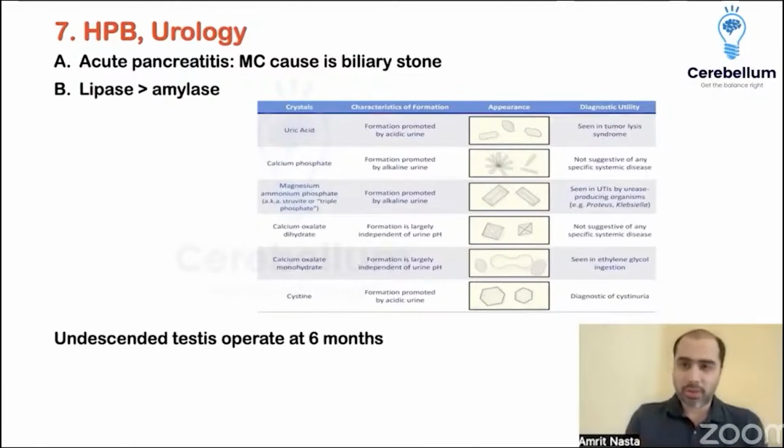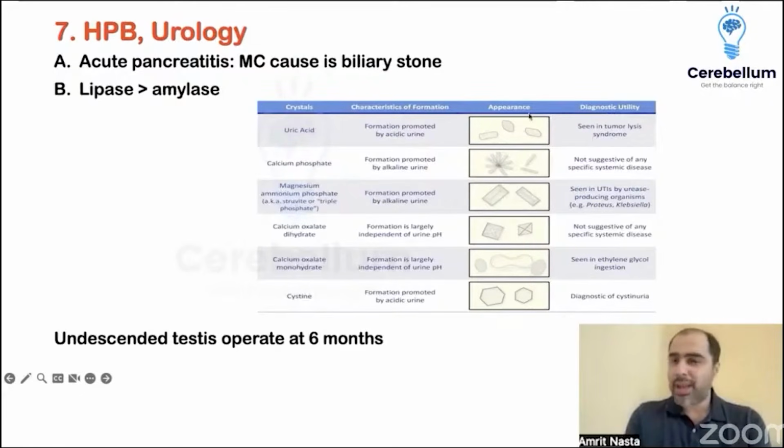In urology, one of the favorite topics are renal stone crystals. So you must know how they look. The most common stones are these: calcium oxalate, dihydrate. Calcium oxalate dihydrate have this envelope shape. Monohydrate are dumbbell shaped. Then the second common are your struvite or staghorn triple phosphate stones. They are coffin lid shaped. These are the IMP ones.